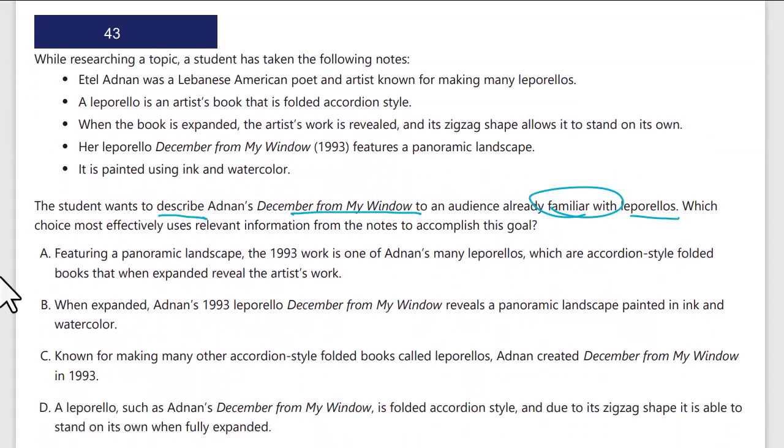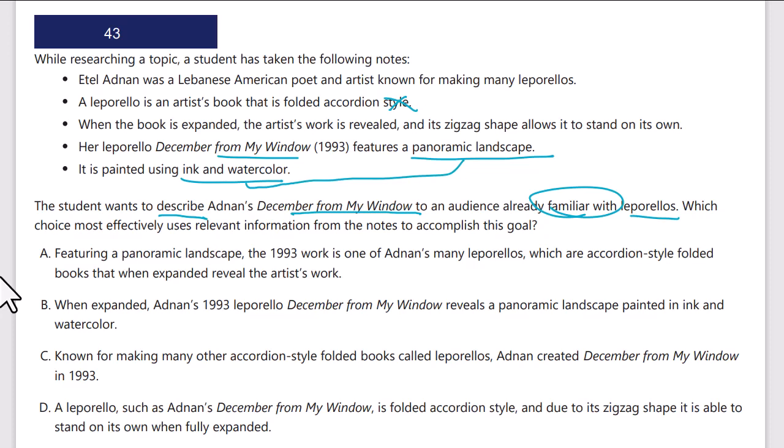So Adnan was a Lebanese-American poet and artist known for making many leporellos. A leporello is an artist book that is folded accordion style. So this we don't really need, okay? They're already familiar with that. When the book is expanded, the artist's work is revealed and its zigzag shape helps it stand on its own. Her leporello, December from My Window, now we're describing this particular leporello, features a panoramic landscape. It is painted using ink and watercolor. So these two are the description of her leporello, okay?